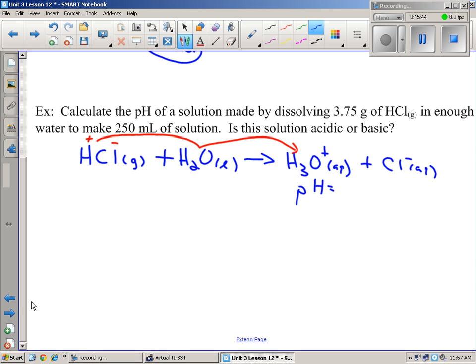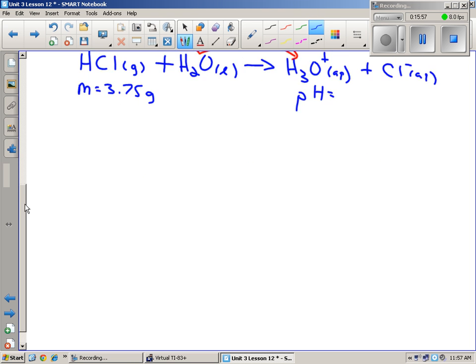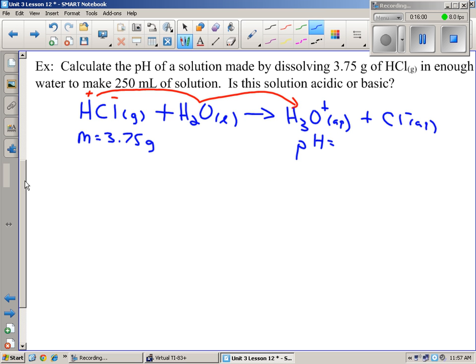3.75 grams of HCl, probably should put it here, yes? Where should I put 250 milliliters of solution? What do you think? Now you could make an argument here. When we did this a couple days ago, we said it goes everywhere, right? Could you still put it everywhere? Yeah, you probably could, because ultimately this HCl is going into 250 milliliters of water at some point. So you could put 250 here.